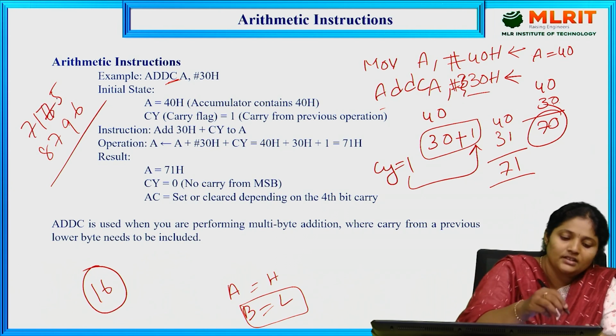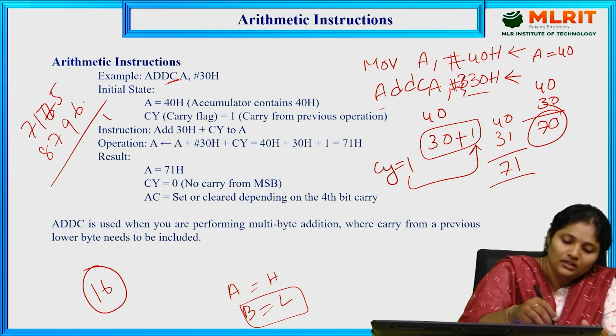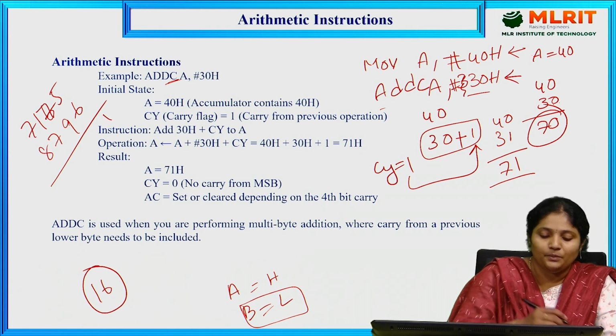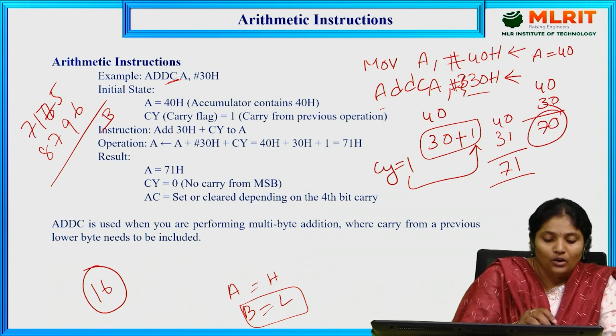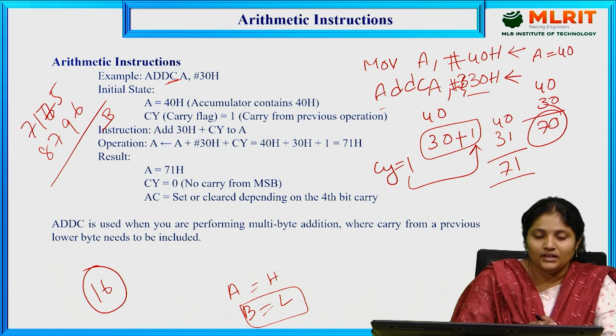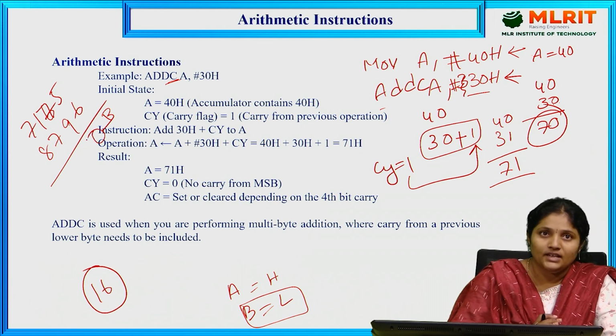Suppose if this is 7, so 9 plus 7 here, and 6 plus 5 is 11. Though this is a hexadecimal operation, 11 will be represented as B. So now 9 plus 7 is 16. We can't represent 16 by using a normal single digit, so we will be using 0.